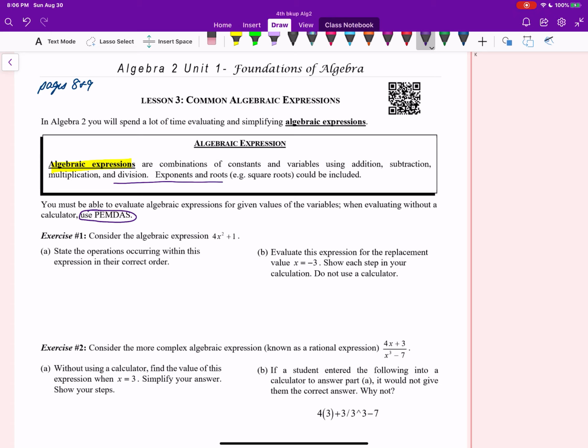Exercise number 1 asks us to consider the algebraic expression 4x squared plus 1 and to state the operations occurring within the expression in correct order. Well, in 4x squared plus 1, we have this exponent of 2, so that would be done first. So x would be squared. Next, we have 4 times x squared, so multiplication would be next. And then lastly, the plus 1, addition.